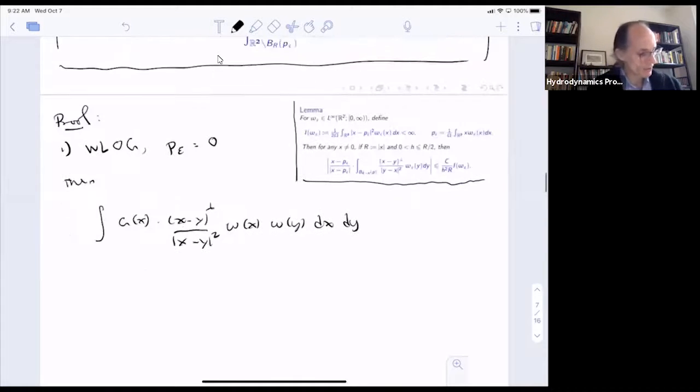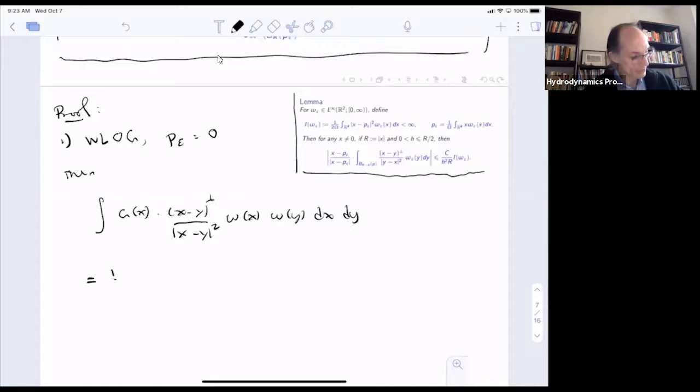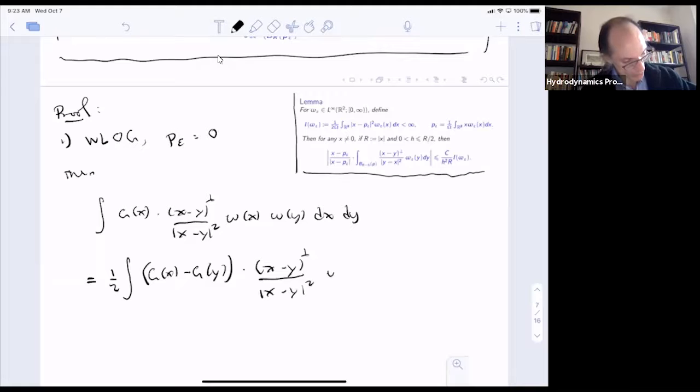What is this? The first thing I'll do is a trick similar to something we've done already. I claim that by anti-symmetry of the Biot-Savart kernel, I can write this as G of X minus G of Y, the dot product with X minus Y orthogonal over X minus Y squared, omega of X omega of Y dx dy. Because look, if in this expression I just change the roles of X and Y, all that does is introduce a minus sign because of the odd character of this kernel. So I change the roles of X and Y, I get the same with a minus sign, and take the average of those two expressions.